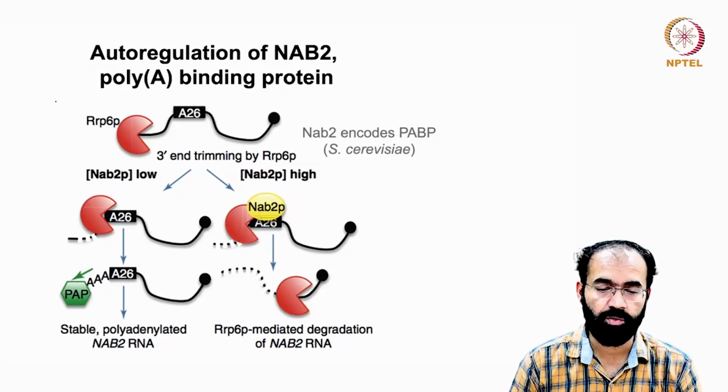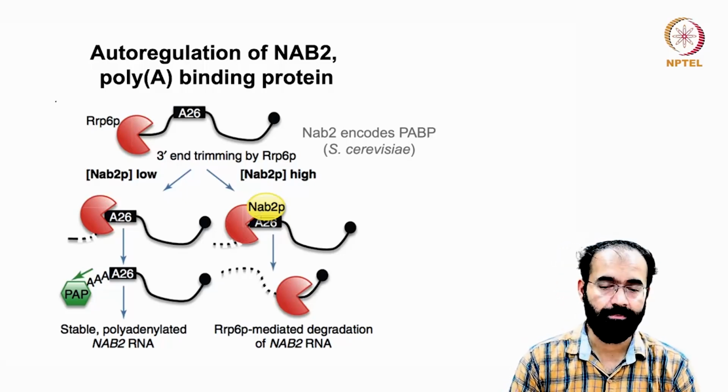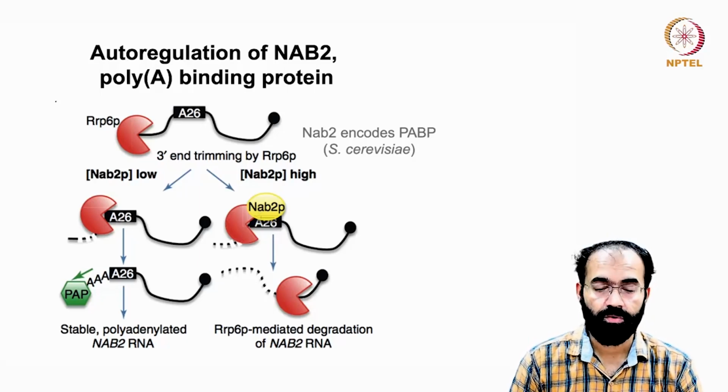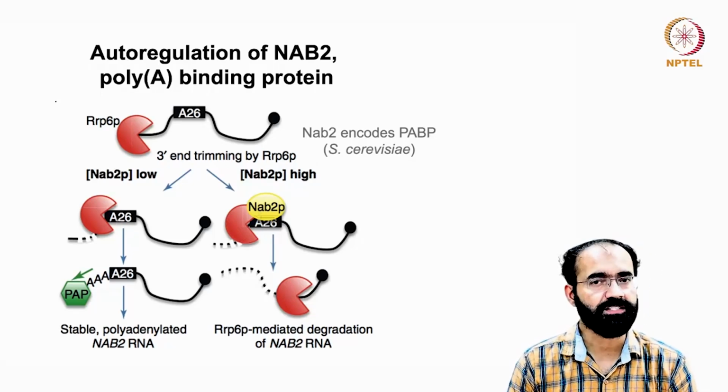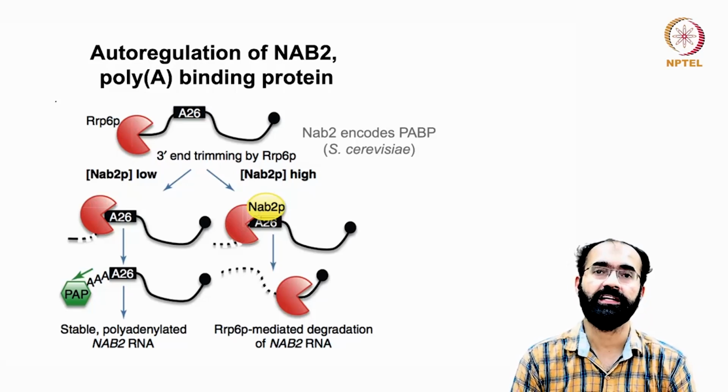Now you have a scenario where NAB2P, that's a protein, is low and NAB2P is high. Remember, NAB2 is a PABP in Saccharomyces cerevisiae. Now, if NAB2 is low, then it will follow a given pathway. If NAB2 is high, it will follow a given pathway. We discussed in the previous class that many autoregulations are demand-based. That means if there is more product, you don't want more product, so you want to reduce it. So one way of reducing it is getting rid of the RNA encoding that gene so that no more protein is formed.